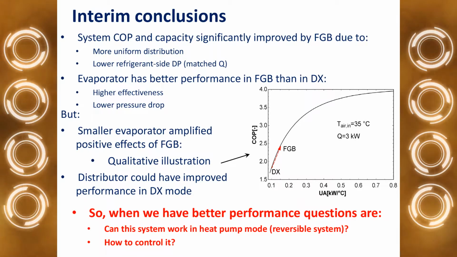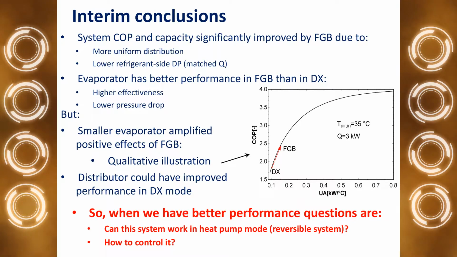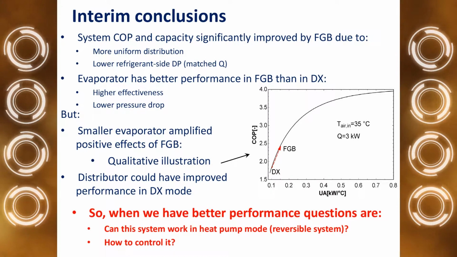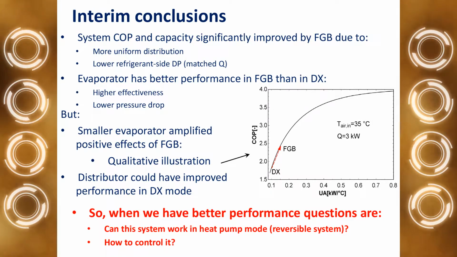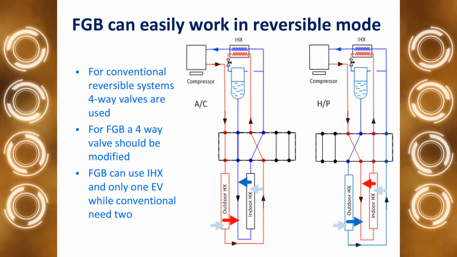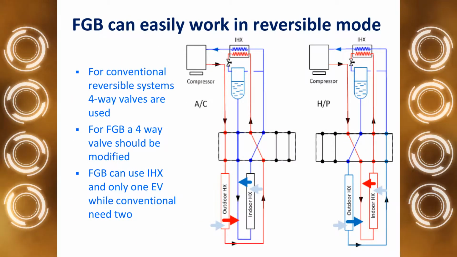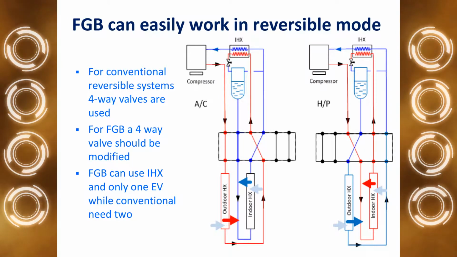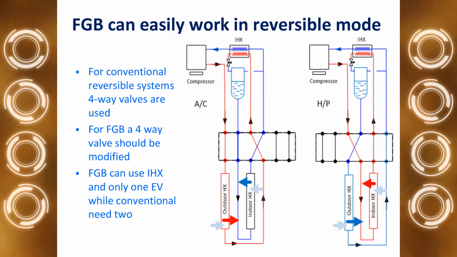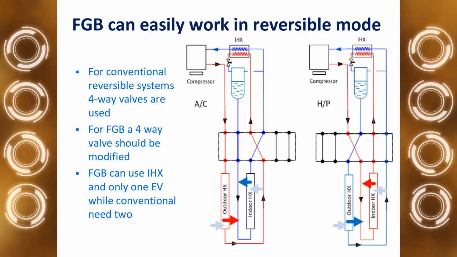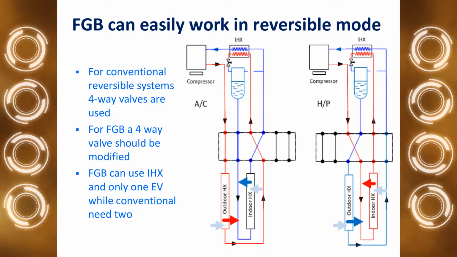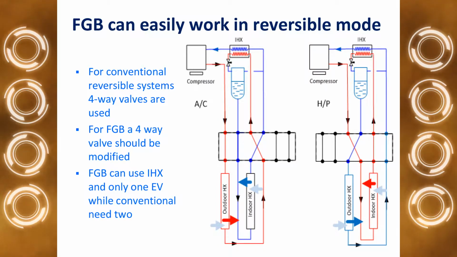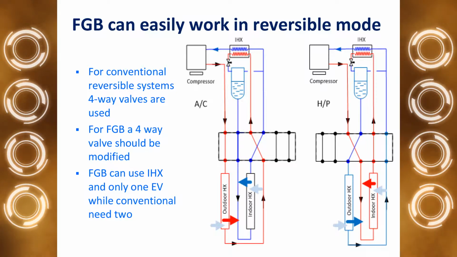So now the question is, because we have better performance in AC mode, can we use this FGB in heat pump mode in a reversible system, and how to control it? Okay, the answer is that FGB can easily work in reversible mode. For a conventional reversible system, 4-way valves are used. For FGB, a 4-way valve should be modified, and FGB can use an internal heat exchanger and only one expansion valve, while conventional needs two.